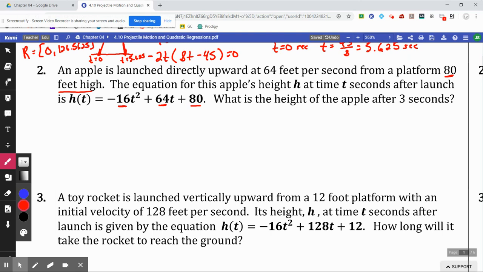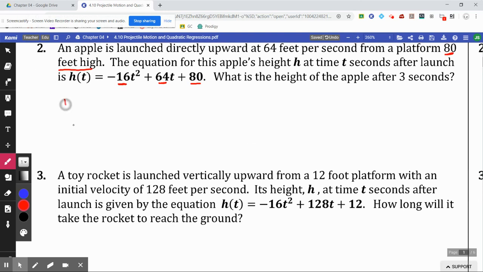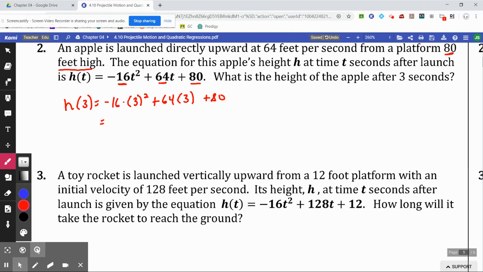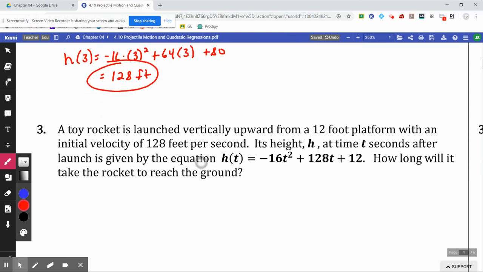The equation for the apple's height is given. What is the height after 3 seconds? So what are they asking you to find? What is h when time is 3? What's h of 3? So you're doing negative 16 times 3 to the second plus 64 times 3 plus 80. You're just going to simply plug that in and you're going to get 128 feet. That's how high it is after 3 seconds.